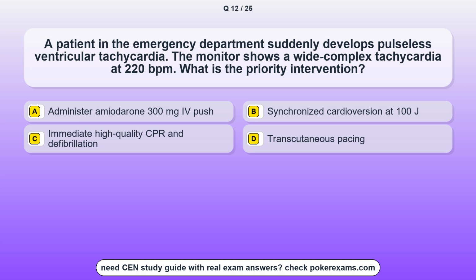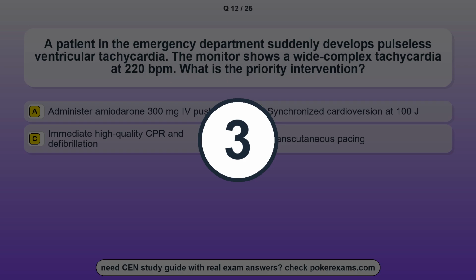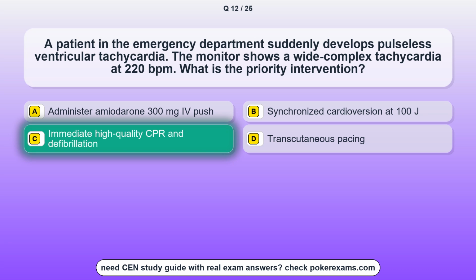Question 12. A patient in the emergency department suddenly develops pulseless ventricular tachycardia. The monitor shows a wide-complex tachycardia at 220 bpm. What is the priority intervention? Option A: administer amiodarone 300 mg IV push. Option B: synchronized cardioversion at 100 J. Option C: immediate high-quality CPR and defibrillation. Option D: transcutaneous pacing. The correct answer is option C: immediate high-quality CPR and defibrillation.